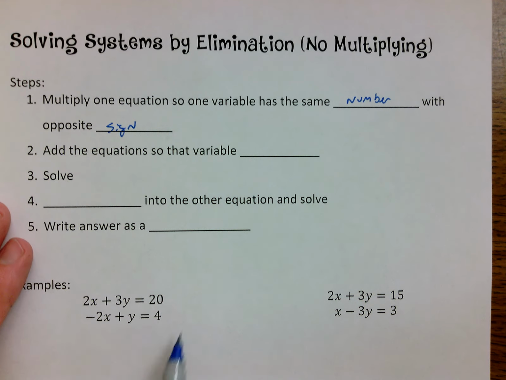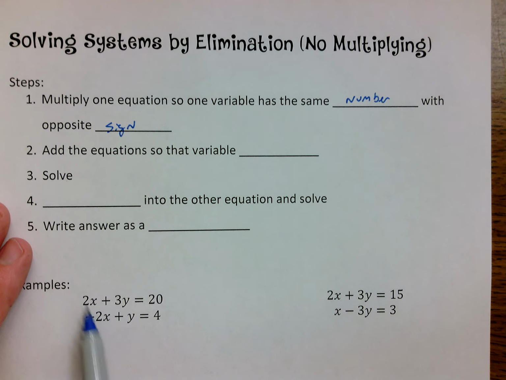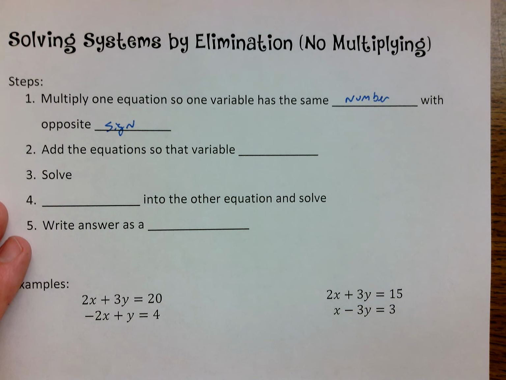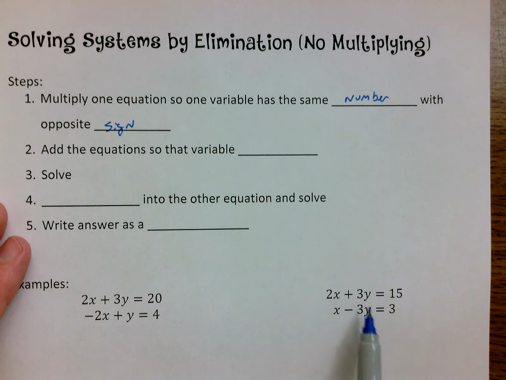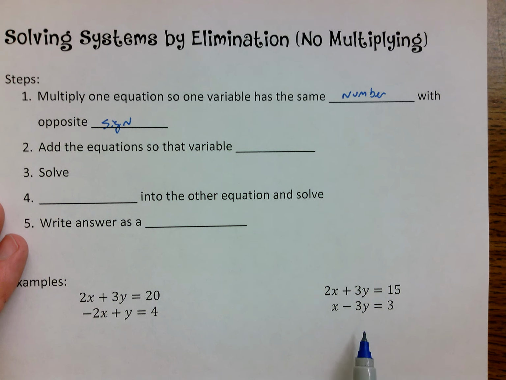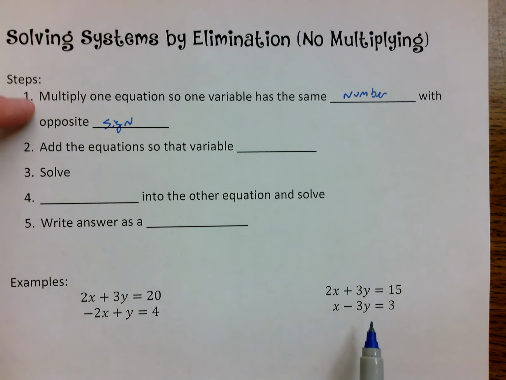Take a look at this example. See how the x's, they both have 2's in front of them, but one's positive and one's negative? That's what you want to have happen for elimination. And in this example, see how the y's, they both have 3's in front and one's positive and one's negative? That's what we want to have happen. So for today, step one is already going to be done for you.